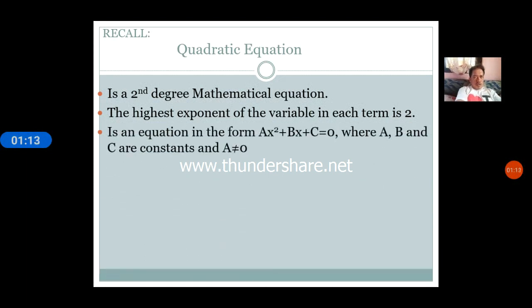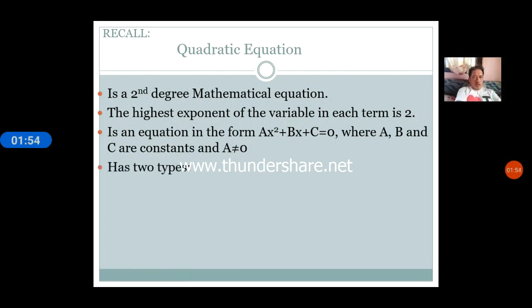It is an equation in the form of ax squared plus bx plus c is equal to 0, where a, b, and c are constants, meaning they have fixed values, and the value of a must not be equal to 0, since if a is equal to 0, ax squared will also be equal to 0, and the equation will become a linear function or a linear equation.